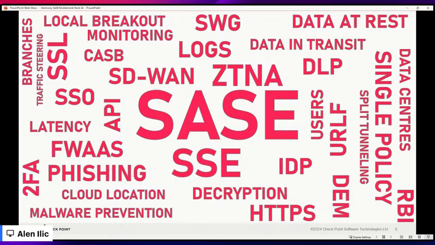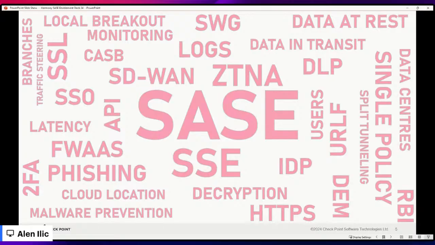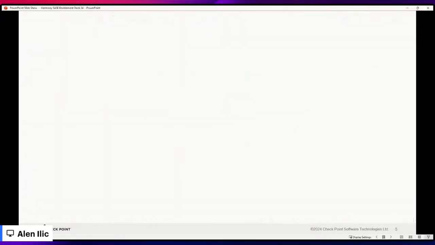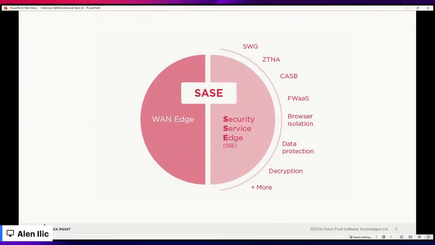As I said, SSL decryption is available, and the policy is a single policy with one pane of glass. I'm going to go over that a little bit later. You can connect your data centers and your cloud locations, so all of that would be available through this product. From there, here is the nomenclature we use for the parts of SASE.